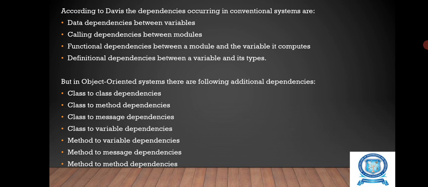According to Davis, the dependencies occurring in conventional systems are the data dependencies between the variables, calling dependencies between the modules, functional dependencies between the module and the variable it computes, definitional dependencies between a variable and its types. But in object-oriented systems, there are the following additional dependencies: class to class dependency, class to method dependency, class to message dependencies, class to variable dependencies, method to variable dependencies, method to message dependencies, and method to method dependencies.